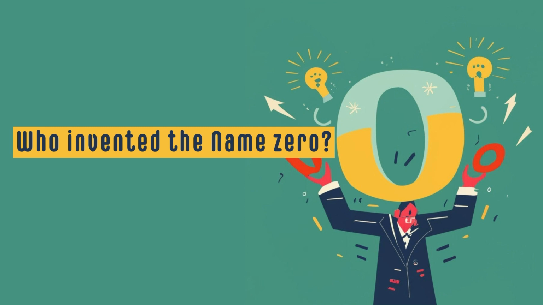In conclusion, the name zero embodies a journey of intellectual collaboration and linguistic evolution spanning continents and centuries. Originating from the Sanskrit term shunya, meaning empty, it traversed through Arabic as sifr, Latin as zephyrum, and finally into Italian as zero, before becoming a staple in modern languages worldwide. This evolution highlights the interconnectedness of human knowledge and the cumulative nature of scientific progress.